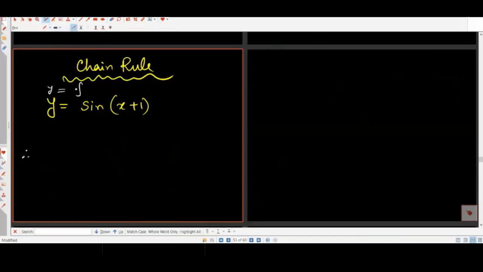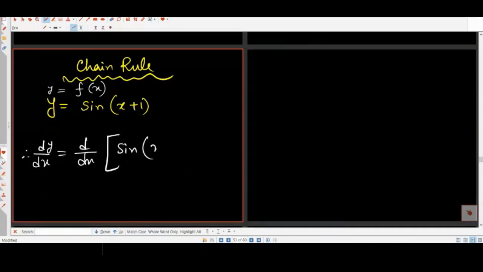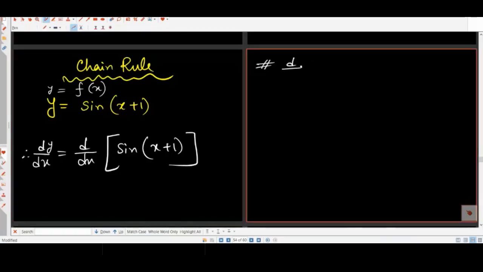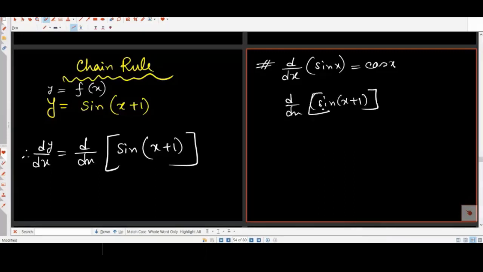It is in explicit form, y equals f of x. So whenever we are differentiating y, we have d/dx of sin(x + 1). But for now, try to recall that we just know the formula of the derivative of sin x is cos x. But we don't know the formula for sin(x + 1). The derivative of sin(x + 1) is unknown to us.